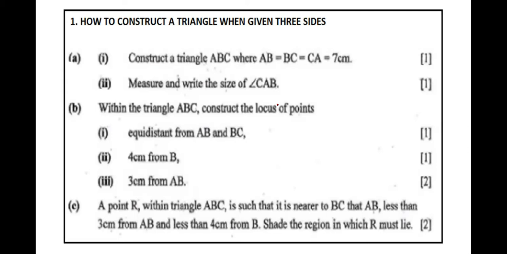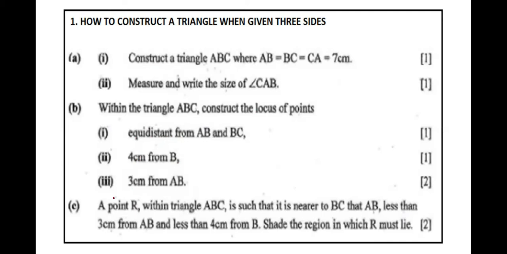Then, having constructed the triangle, A2 requires us to measure and write down the size of angle CAB. Then B reads, within the triangle ABC, construct the locus of points. Locus of points is simply a set of points that locate a certain area. So construct a locus of points equidistant from AB and BC. Equidistant simply means equal distance. Then B says 4 centimeters from B. Then 3 says 3 centimeters from AB.